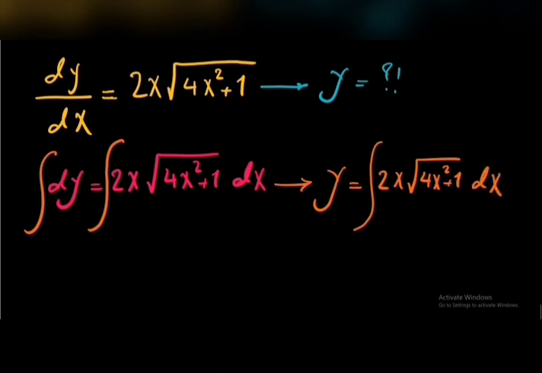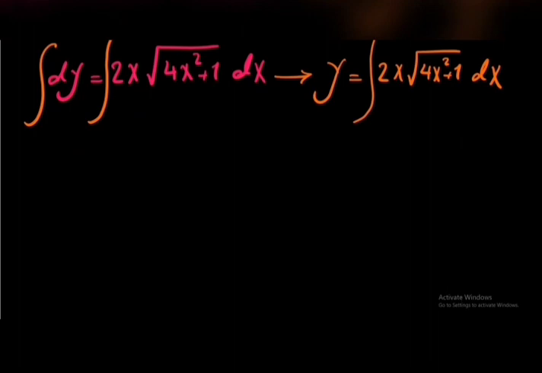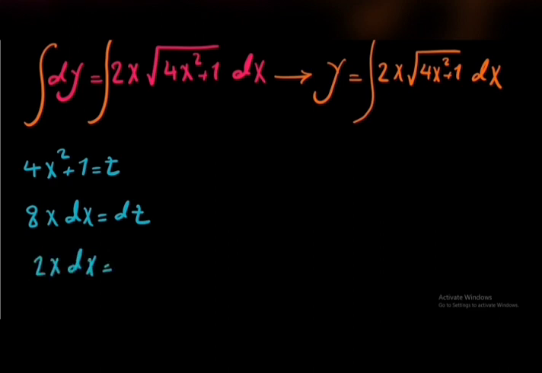And now for solving this integral I want to use a substitution, and it means we can write 4x squared plus 1 as t. If we take a differential on both sides, in the left side I can write 8x dx equals, in the right side we have dt, and it means 2x times dx equals dt divided by 4.